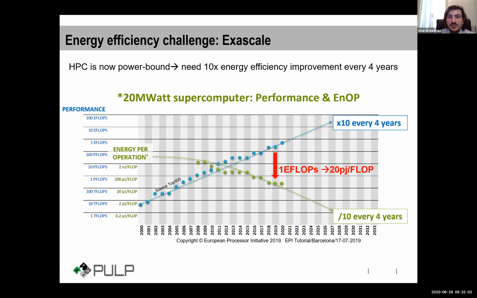What we can also see is that for achieving an exaflop machine, we need to be capable of computing a double precision floating point operation with 20 picojoule of energy consumption. And this comes from the fact that it is assumed reasonable to have a supercomputer which consumes 20 megawatt and no more of that.